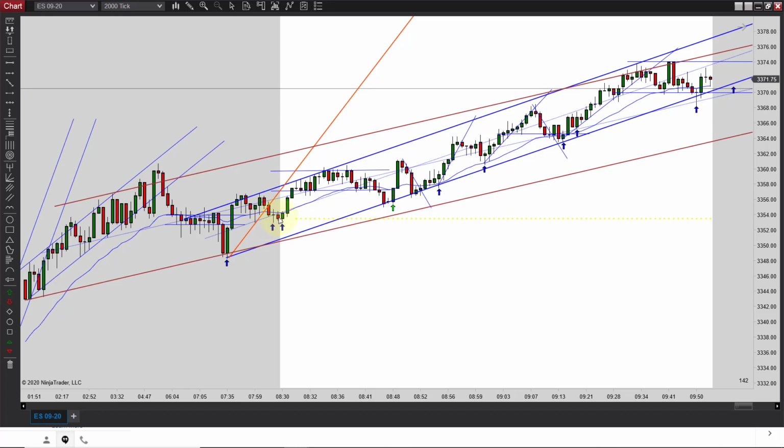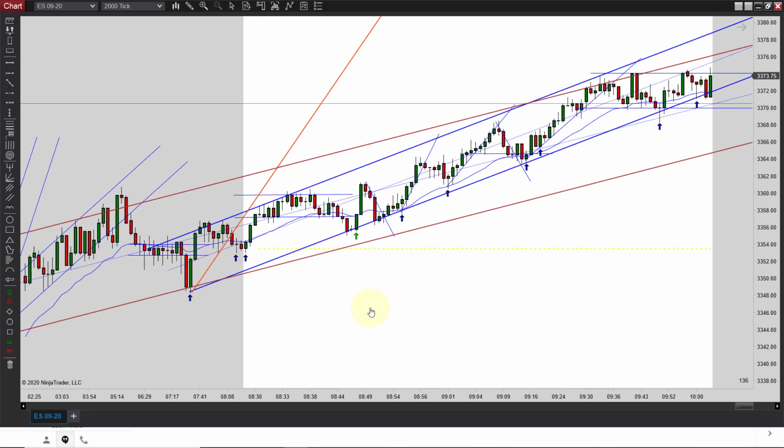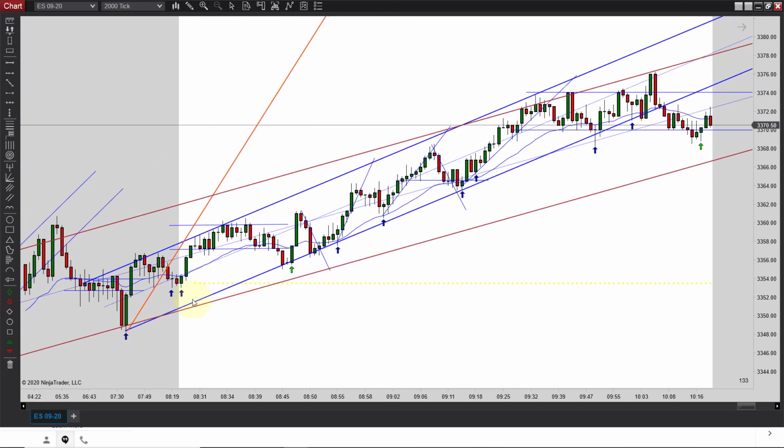So you could take the failed second entry short, or you could take the second entry long, or you could take them both. So that was the key. That was the reason I had them both. I didn't want to forget to talk about the failure, which I would have if I hadn't had that on there.